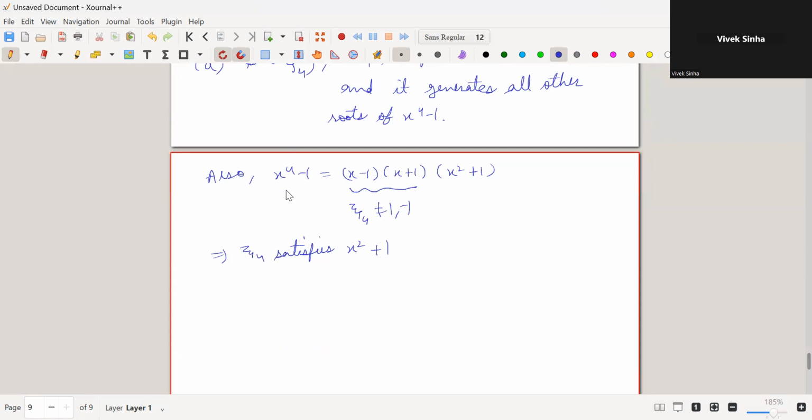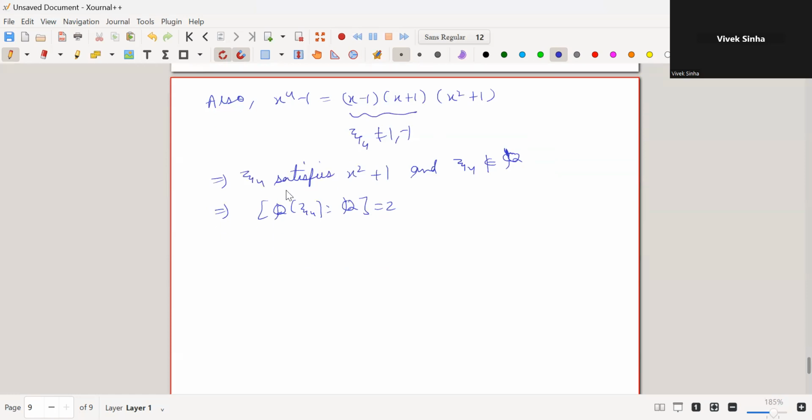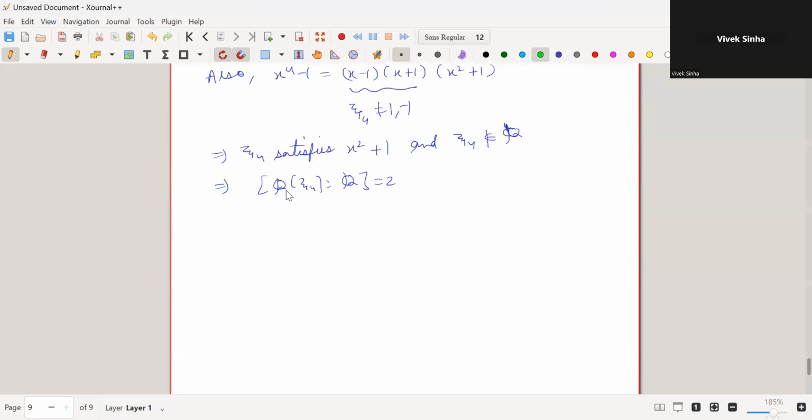Plus minus i here, you can say, and without even going into that complex theory, you can say this satisfies this, and C4 is not inside Q, right? Because, definitely. Okay. This implies the degree of Q(C4) over Q is 2. Right? It satisfies a degree 2 polynomial and is not inside the field. So this is a quadratic extension.